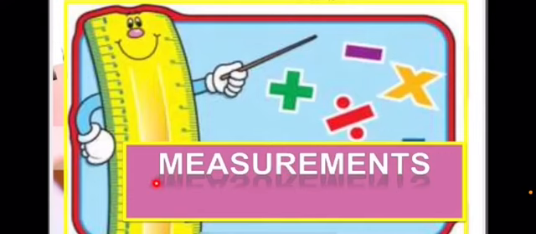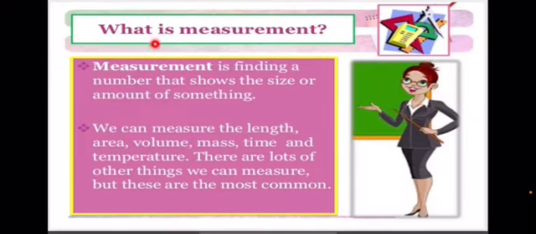Now let's start with the next chapter, that is lesson 9 on measurements. Now what is measurement? Measurement is finding a number that shows the size or amount of something. We can measure the length, area, volume, mass, time, and temperature. There are lots of other things we can measure, but these are the most common things.